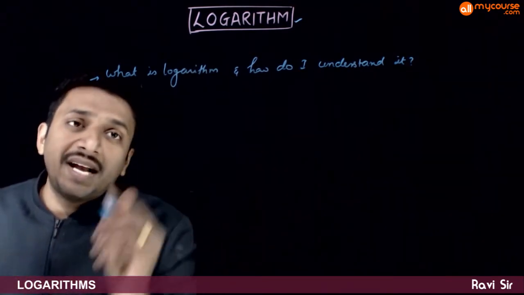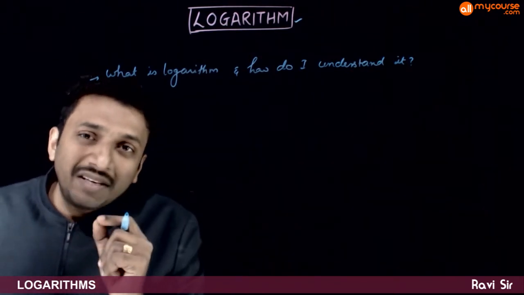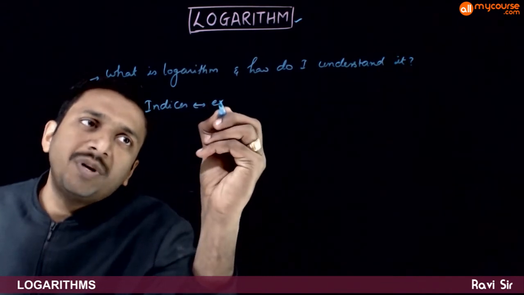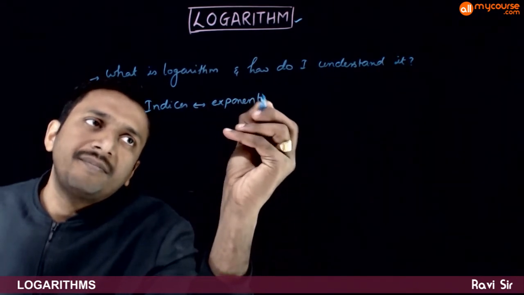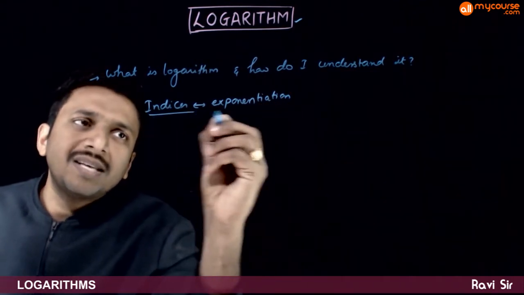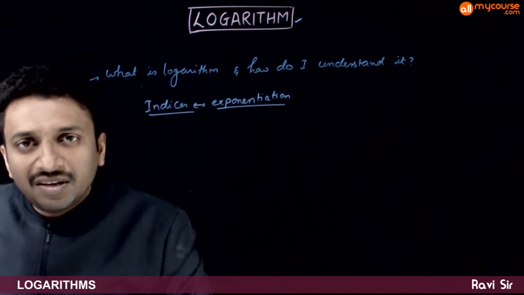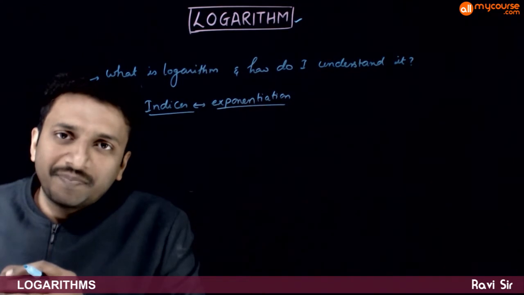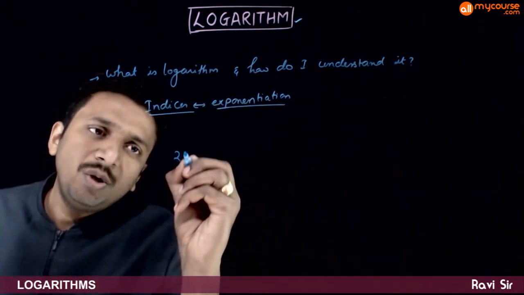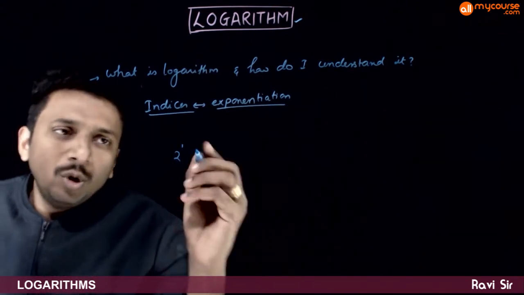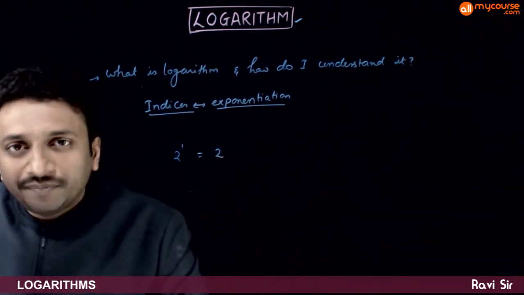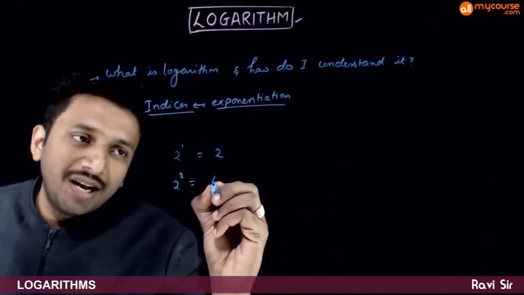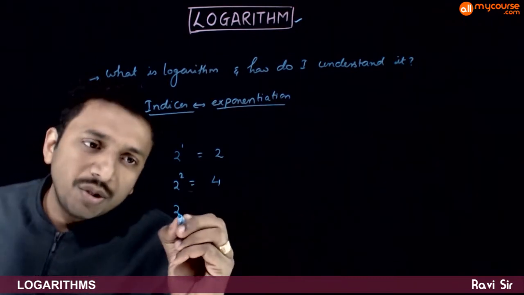So first, to understand logarithms, you need to know basic knowledge about the topic of indices or exponentiation. So I hope you know some basics about indices. This is a very basic topic that you learn in your lower classes. For example, what is 2 power 1? 2 power 1 is equal to 2, right? And if I ask you what is 2 square, it's very easy to answer. 2 square, you have already learned it as 4. Similarly, what is 2 cube?